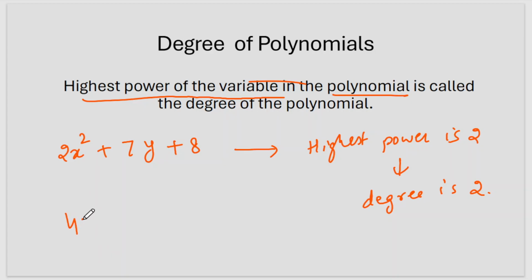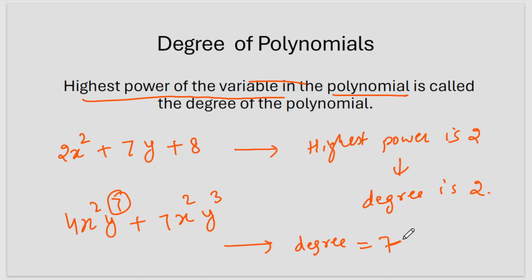If I ask you what the degree of this is, you will say, sir, the highest power is 7, so the degree will be 7. So degree is nothing but the highest power of the variable in that polynomial. Okay?